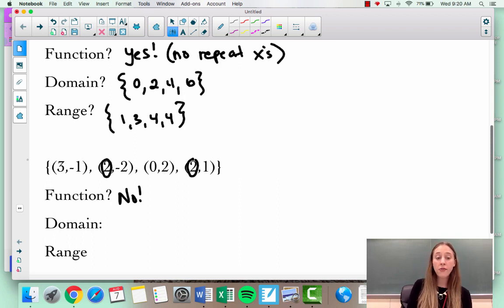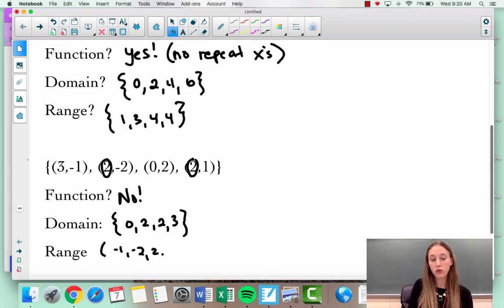Very important. And then we can still list the domain. So you list all your x values, you can write repeats if you would like, and then all your y values, -1, -2, 2, and 1. And then you'd be done.